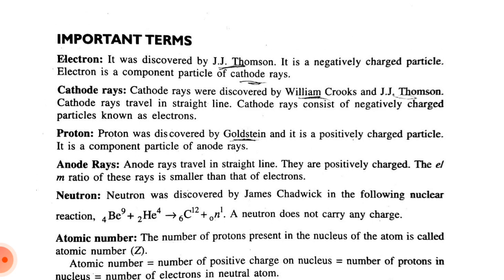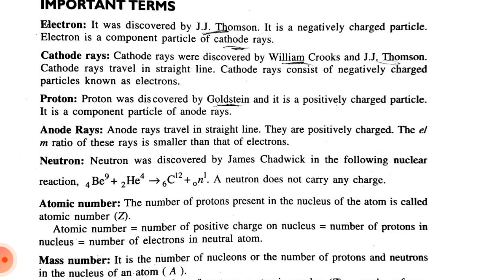Proton. Proton was discovered by Goldstein and it is a positively charged particle. It is a component particle of anode rays. Anode rays travel in a straight line. They are positively charged. The e/m ratio of these rays is different from that of the electron.